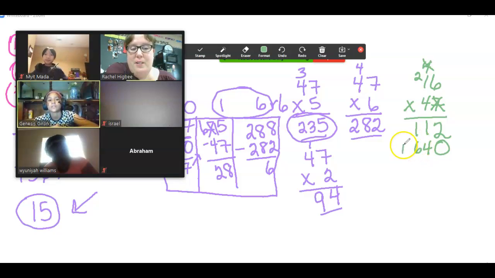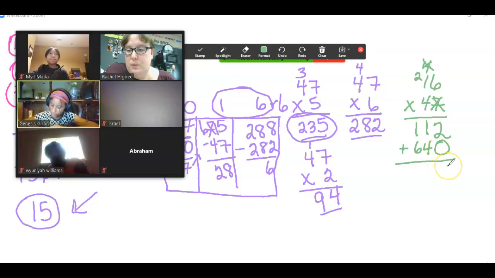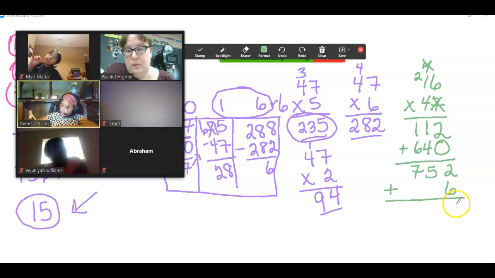is 6. Okay, so then we have to add. So 2 plus 0, 1 plus 4, 1 plus 6, and then we have to add in our remainder, right? So add in our remainder of 6. So then 2 plus 6, 8, and then we have a 7 and a 5. All right, and that is the dividend that we started with.